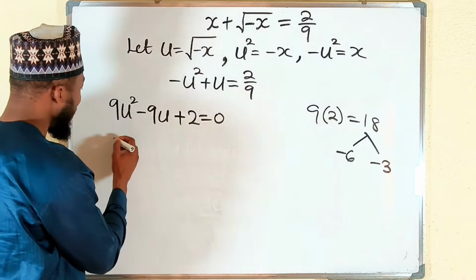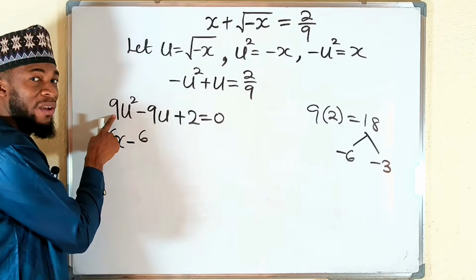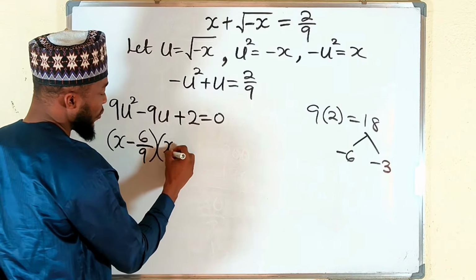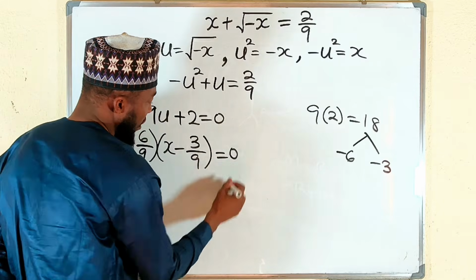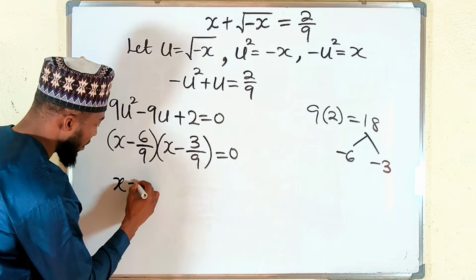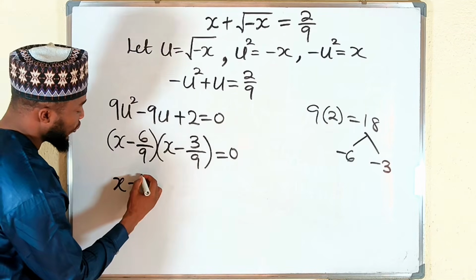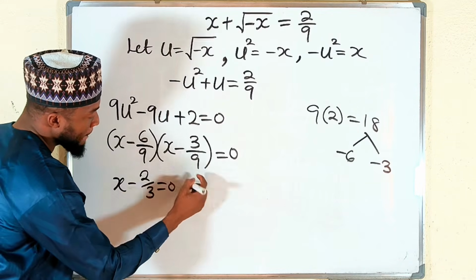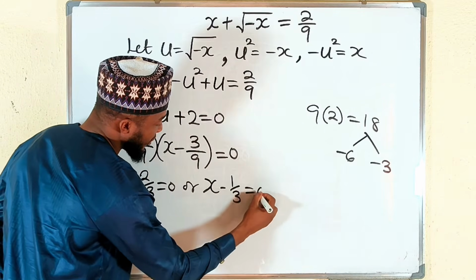And how do we factorize? This is going to be the first one, u minus 6, but remember, we have a leading coefficient, so divide by that, multiplied by the second one, which is u minus 3, divide by 9, equal to 0. So it implies either this is 0 or this is 0. So it is u minus, in the simplest form, 3 can divide 6, so 2 over 3, equal to 0, or u minus 1 over 3, in the simplest form, equal to 0.